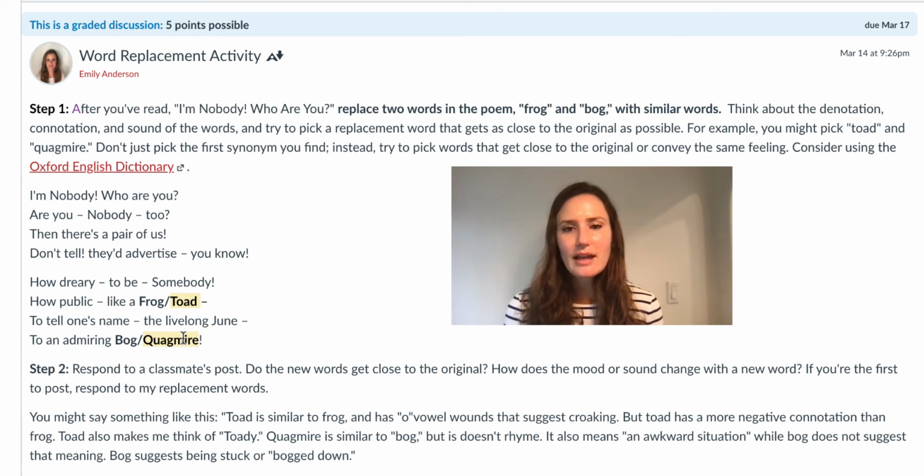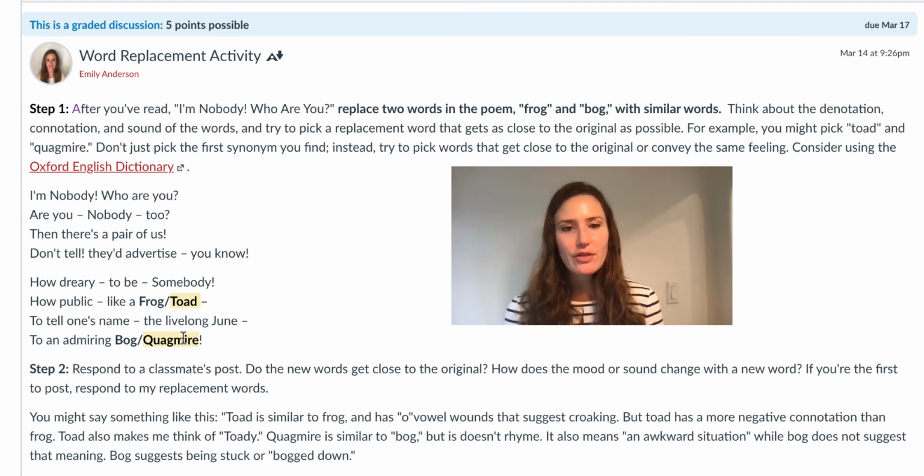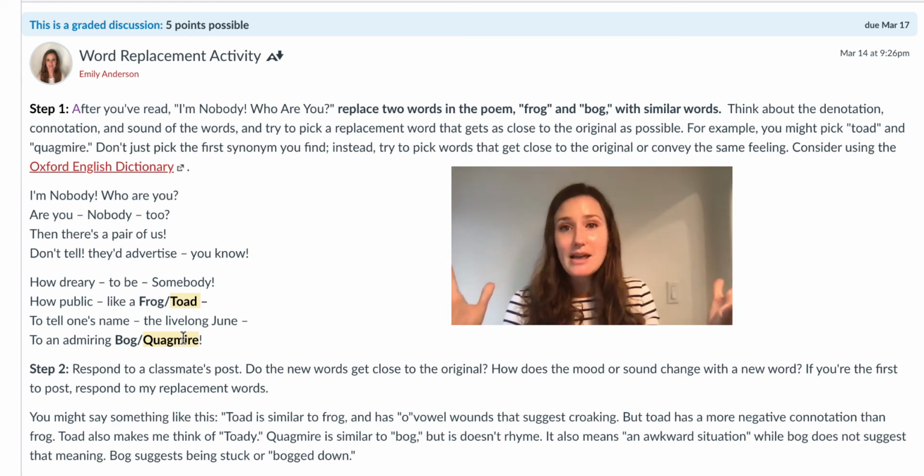So you might say something like this. Toad is similar to frog and has the O vowel sounds that suggest croaking, right? After all, frog, bog, there's a lot of big vowel sounds that kind of make us croak and do a frog face as we say them. But toad has a more negative connotation than frog. And toad, at least to me, also makes me think of the word toady, which means a sycophant. That actually kind of works here, right? Because she seems to be saying that these somebodies, these people who are public, are kind of like kiss-ups. So in a way, toad makes some sense.